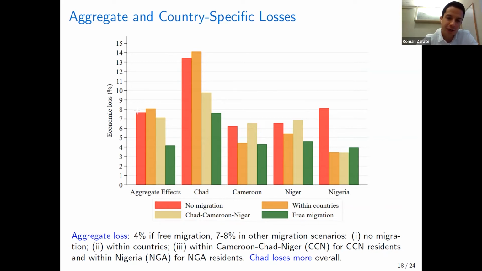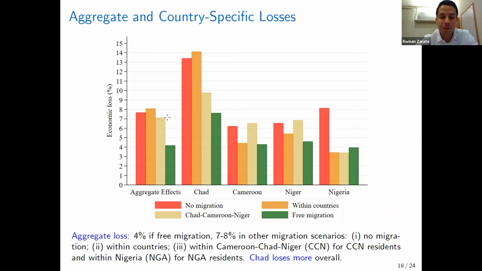So what we find is that the aggregate effects are going to be much larger in the no-migration scenario. There are going to be economic losses of the lake of around 7.5% of real income. Now, in the case of within countries, some of the locations to which people start migrating are very poor locations. So these locations in which people start migrating are going to have a negative effect of all these congestion forces. So in the case of within countries, we're actually going to get larger losses, and the losses are going to be around 8%. And in the case of Chad, Cameroon, and Niger, the losses decrease a bit, but they are still 7%.